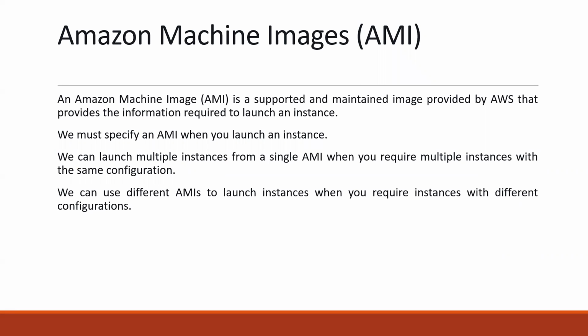We must specify an AMI when we launch an instance. While launching an EC2 instance, you might have seen that we choose an AMI, and we can launch multiple instances from a single AMI when we require multiple instances with the same configuration. Suppose we want to run several web servers, we can have the same configuration running at the same place rather than passing that user data again and again. So I can have my predefined image and utilize it. We can also use different AMIs to launch instances when we require different configurations.